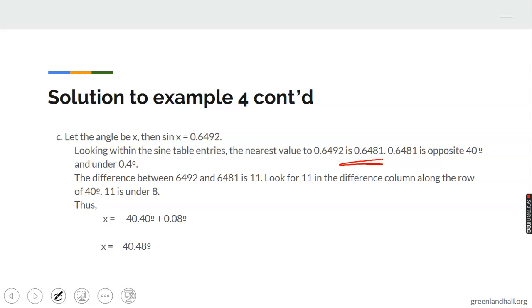Let me have a recap of this. You were unable to find 0.6492 on the table, but you were able to see something that is closer, because after 0.6481, the next one is higher than 0.6492. So you can't pick that one. You pick the one that is closer. Once you do that, you locate it under 40.4. Then you find the difference between what you have and what you've located, and that is 11. So you go and check the difference, which number has 11 under it, which is 0.08.